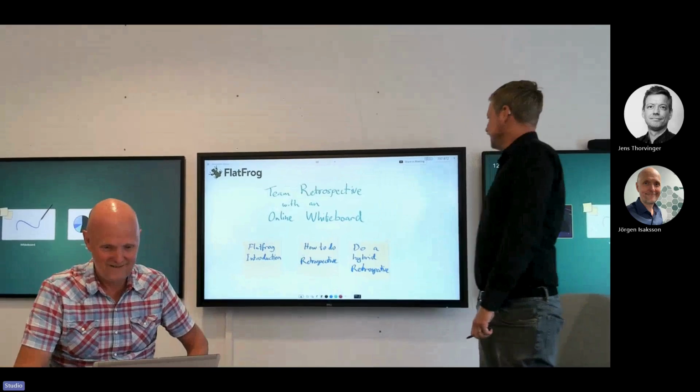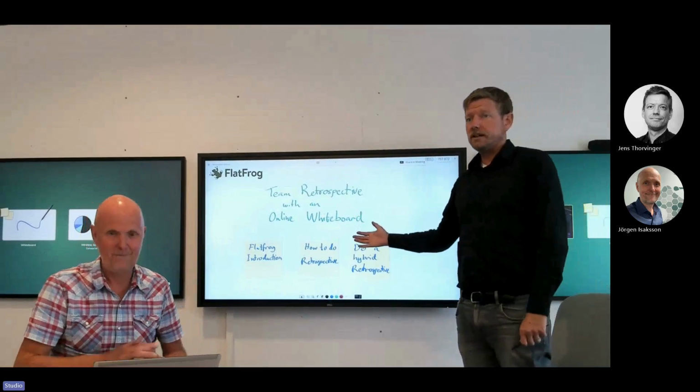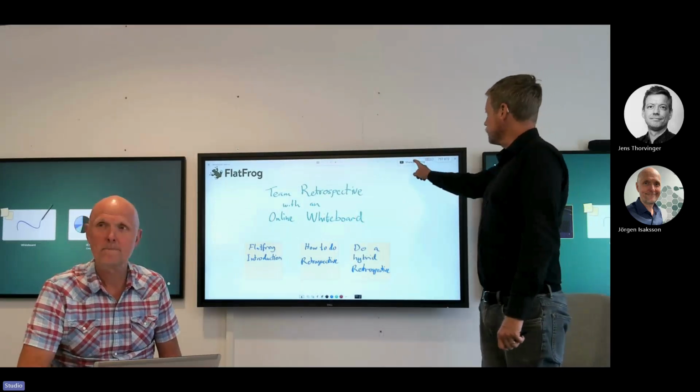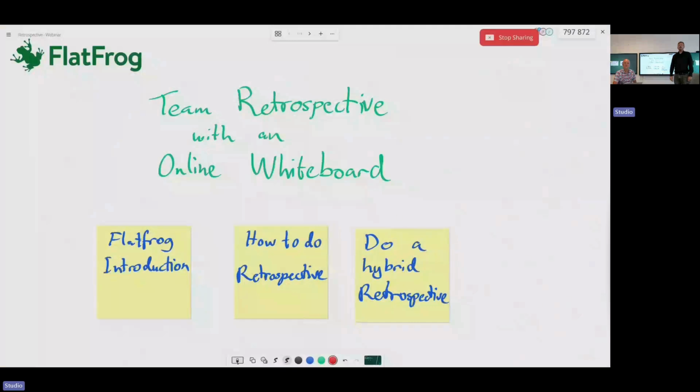Okay, let's start. First of all, I want to share the board I have prepared here with you. So I click on sharing meeting, and now I have shared what's in my background here, my digital whiteboard. As you can see, today is about team retrospective with an online whiteboard. There's a few things I'd like to go through today. We start with a FlatFrog introduction. After that, I would like to explain how to do retrospective. And finally, we are going to do a hybrid retrospective using our own device here, a live retrospective.